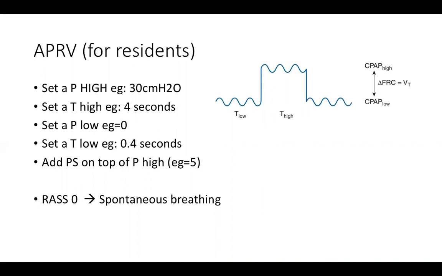And then on top of that, because the patient is breathing spontaneously, each time they take a spontaneous breath, you want to add some pressure support. So usually 5, because when you think about it, if your P high is 30, you don't want to go too much higher because you're going to be at 35 when you add the pressure support. You also don't want to lose the benefit of spontaneous breathing, so you're going to aim for a RASS of 0 or -1. Next slide.